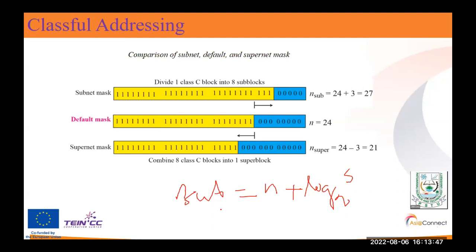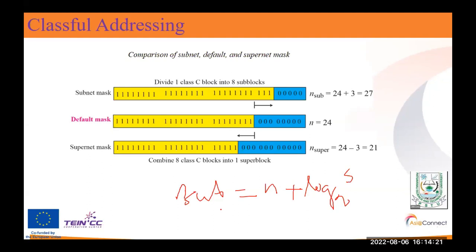Actually, when do we need supernetting? Suppose an ISP provider in class C can give a maximum of one block of 256 hosts. But if you need 1024 hosts, in that case you need to use a supernet block. So you need to combine four sub blocks, that means four class C blocks, into one supernet block. Is it clear or not?